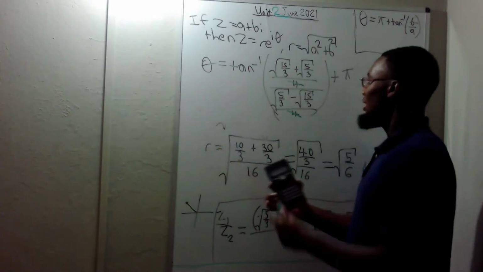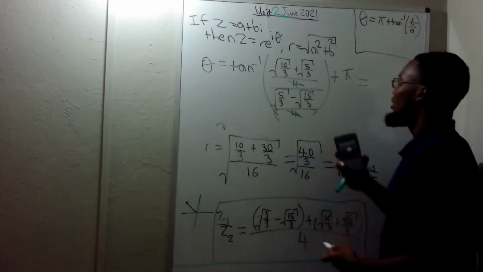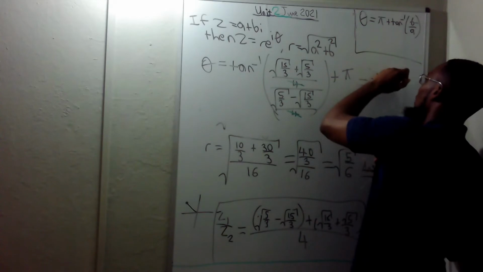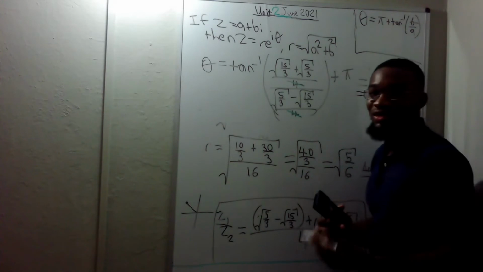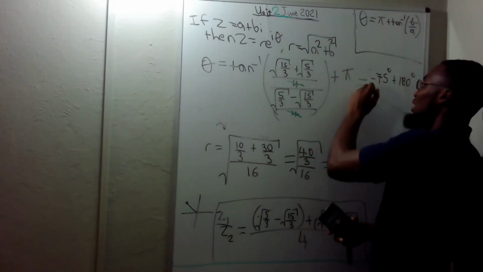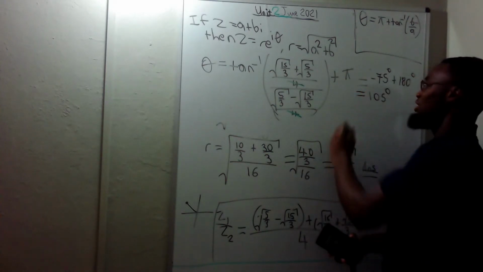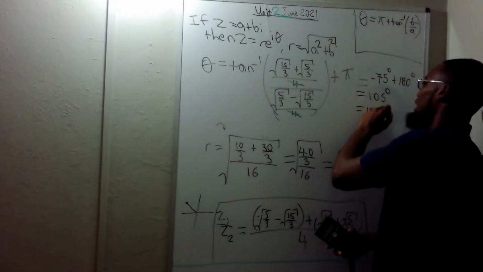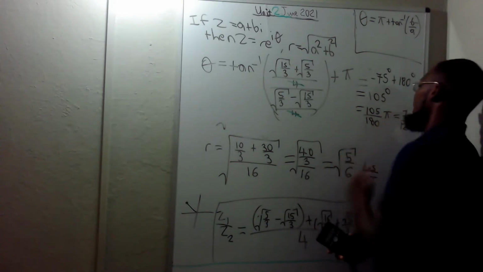Maybe you won't be able to see it. I get negative 75 degrees, but my answer is in degrees. So I get negative 75 degrees plus 180 degrees. Pi is 180. I like to do everything in degrees, then convert. Negative 75 plus 180 is 105 degrees. 105 degrees to radians is 105 over 180 times pi, which works out to be 7 over 12 pi.